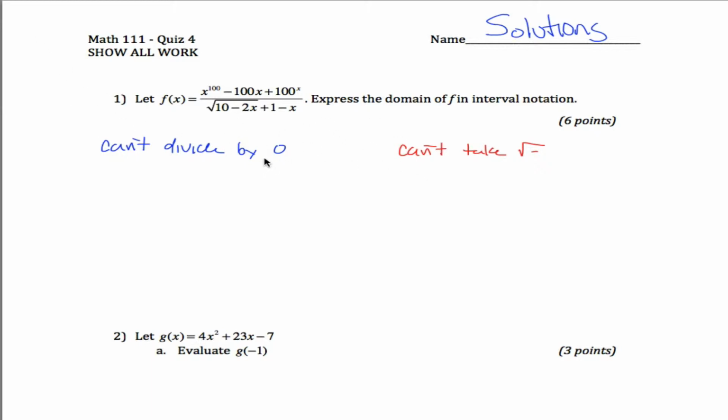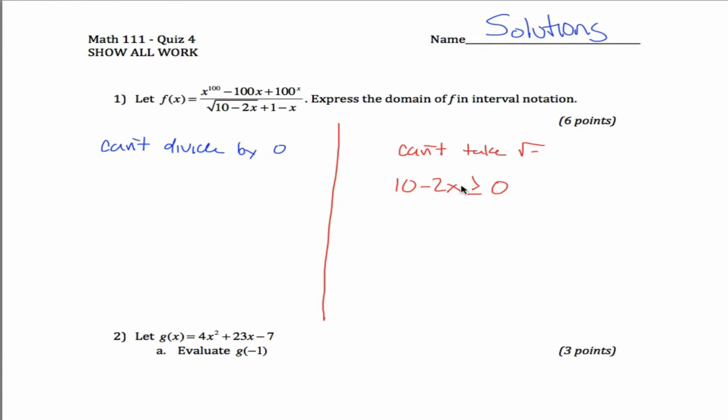So let's start with this guy. I think it's a little bit easier. Can't take the square root of a negative number. So where do you see square roots here? I guess just this one, right? This function is taking the square root of 10 minus 2x. Note the square root stops right here. So that thing that I'm taking the square root of, 10 minus 2x, can't be a negative number. In other words, it must be greater than or equal to 0.